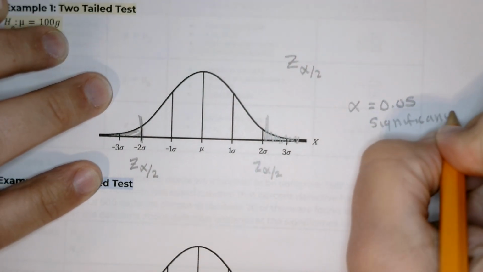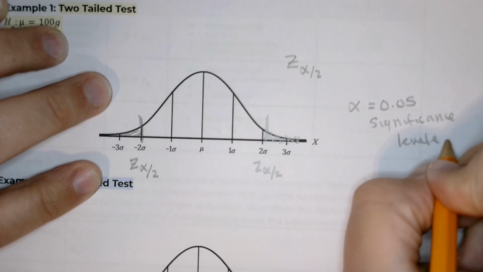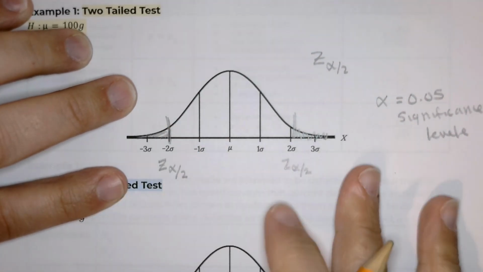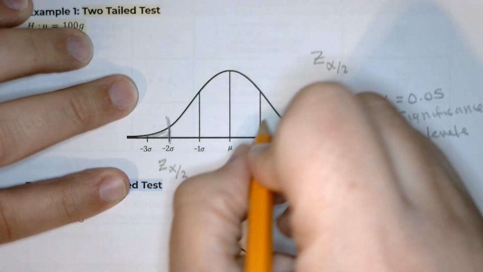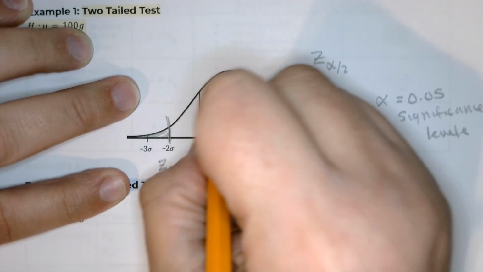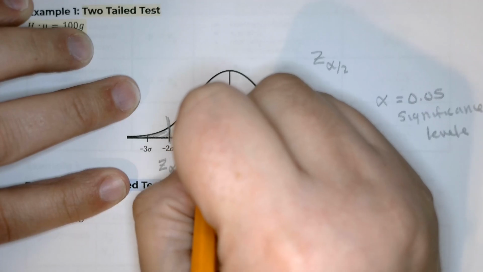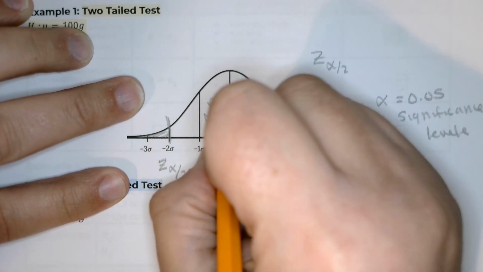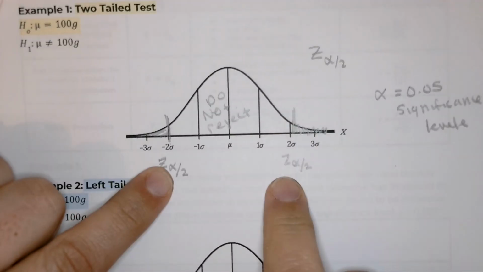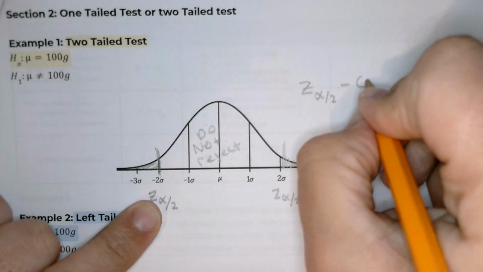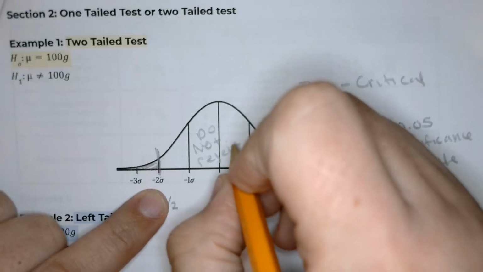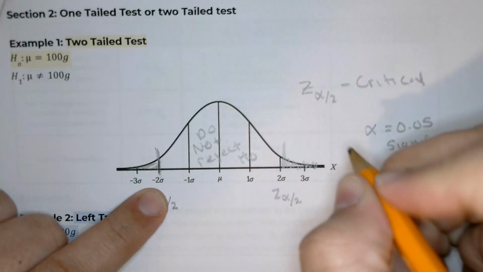Significance level is alpha. Well, whenever we're making our decision rule, anything in this 95% area is our do not reject region. So if we find our test statistic inside this region, in between these two critical values, we will not reject the null hypothesis. Do not reject H naught.